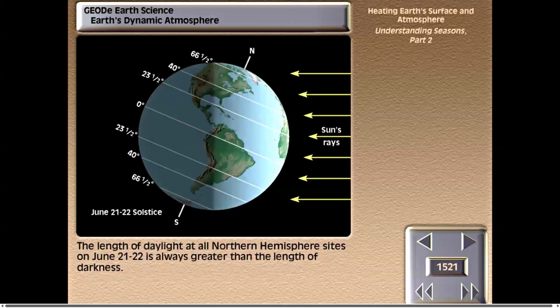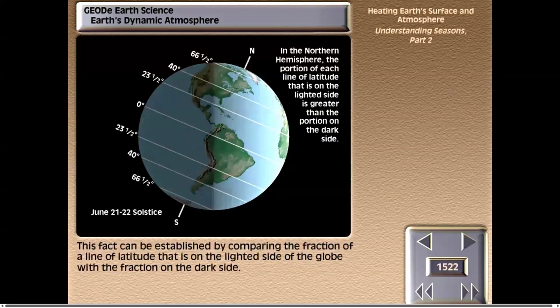The length of daylight at all Northern Hemisphere sites on June 21st or 22nd is always greater than the length of darkness. This fact can be established by comparing the fraction of a line of latitude that is on the lighted side of the globe with the fraction on the dark side.